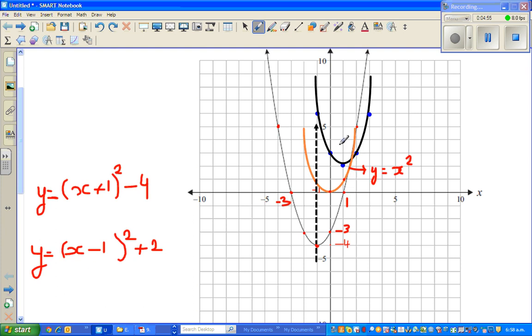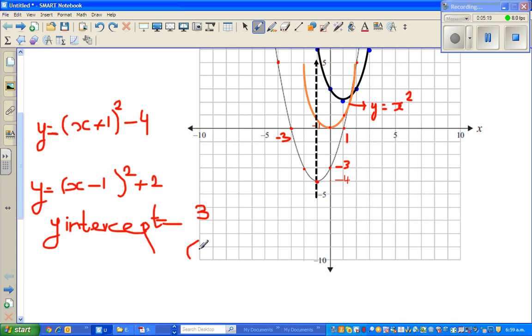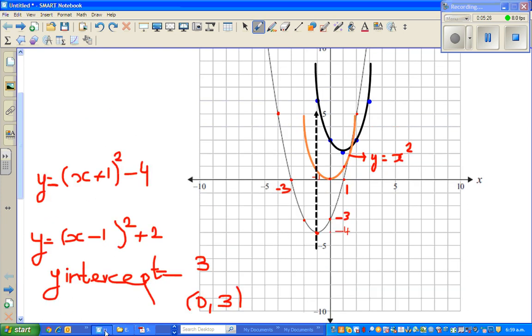Even without simplifying, by only looking at this point, I can say that the y-intercept is equal to, which is this point, 1, 2, 3. So the y-intercept is 3. Or if you want to write it as a point, that is (0, 3). Let us confirm that on the graphic calculator.